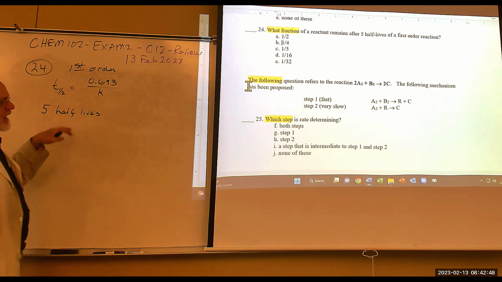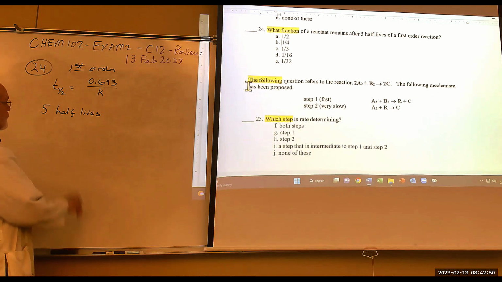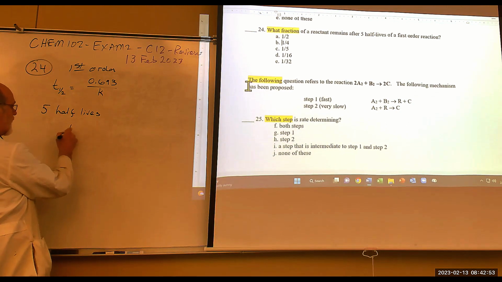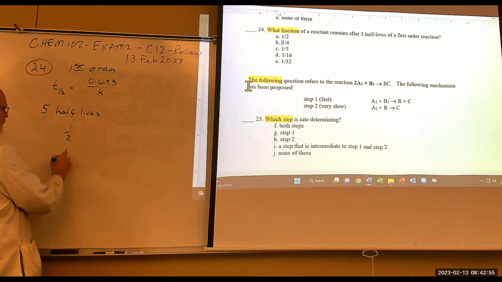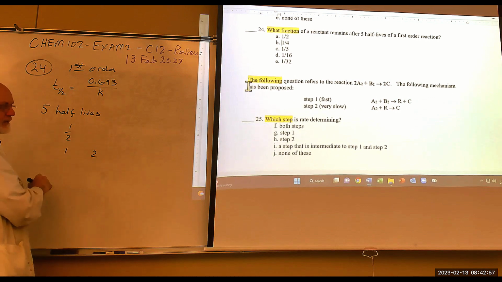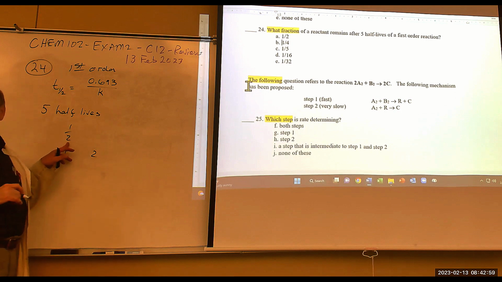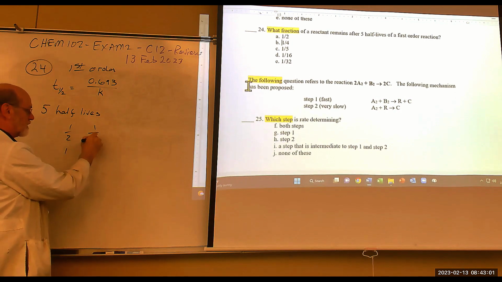So after 5 half-lives, what do you got? Well, after 1 half-life, what do you got left? Well, you got half, right? So that's 1 half-life. How about 2 half-lives? You got half of this left, right? So that's a quarter of the original.